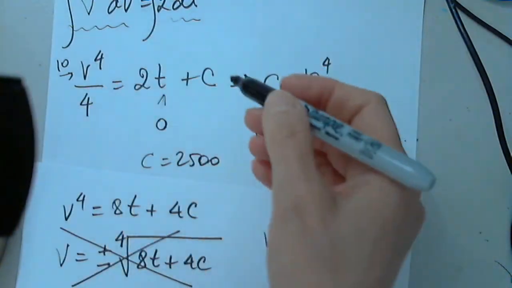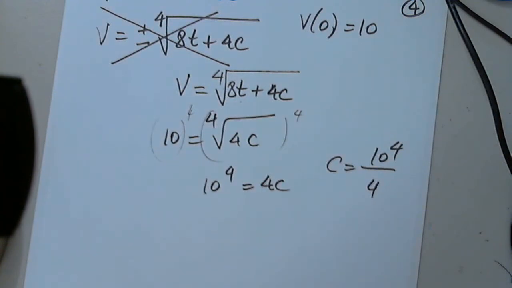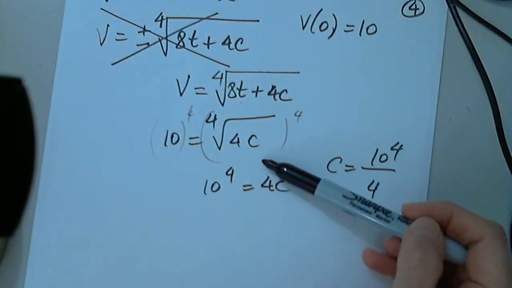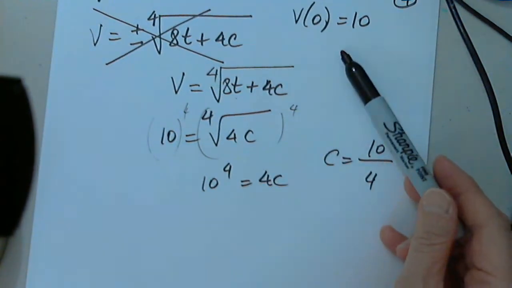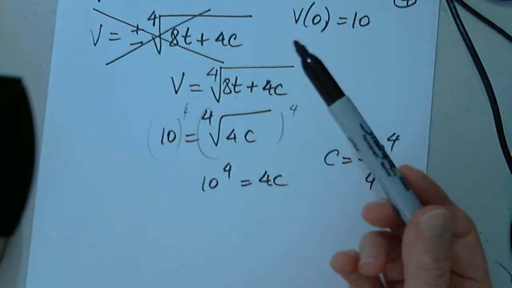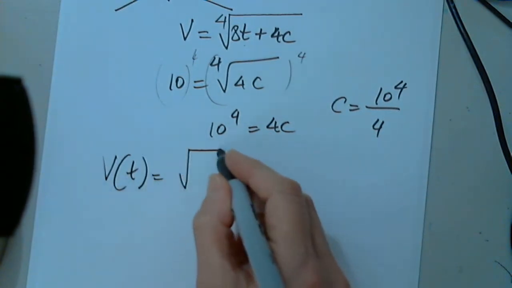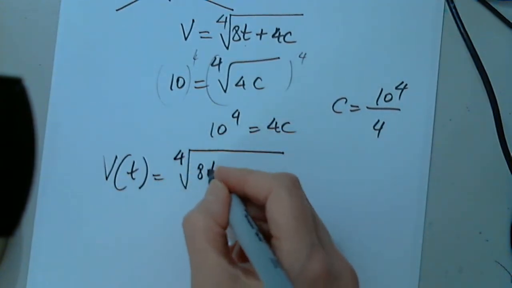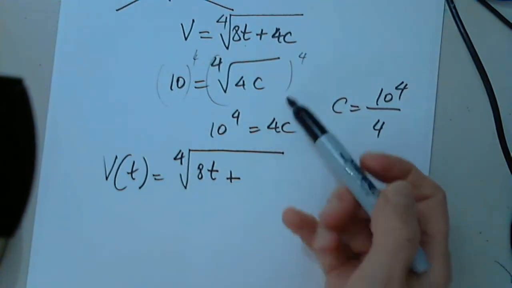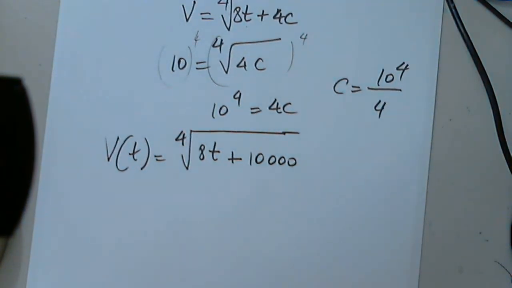So you can stop here and find c and say, no, I don't want to. Maybe it's even better to do it at the end, because if you do it at the end, maybe you have more calculations to perform, but then you will realize that there is no plus or minus. You can do that afterwards too, so it doesn't really matter. So then v of t is the function we are looking for, the fourth root of 8t plus 4c is 10,000. So you have options.